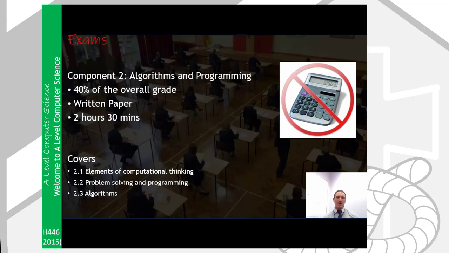This covers 3 areas: elements of computational thinking, problem solving and programming, and then algorithms. You'll be given scenarios for the computational thinking, and then you've got to break them down. For problem solving and programming, you will be given Python scenarios, and then you have to program. And then algorithms is telling us how a bubble sort works and how to program a bubble sort, for instance.